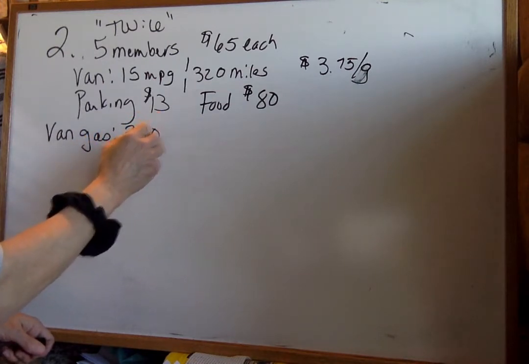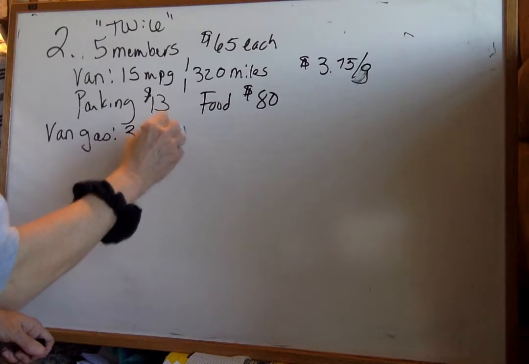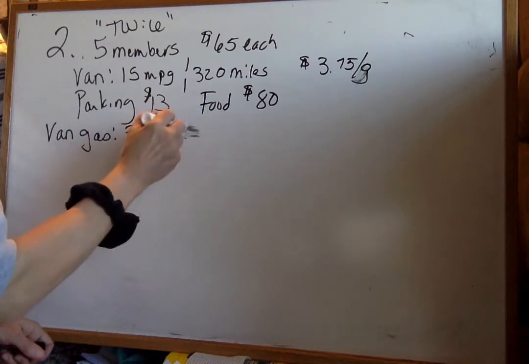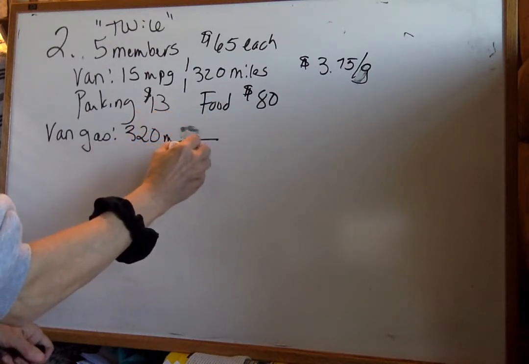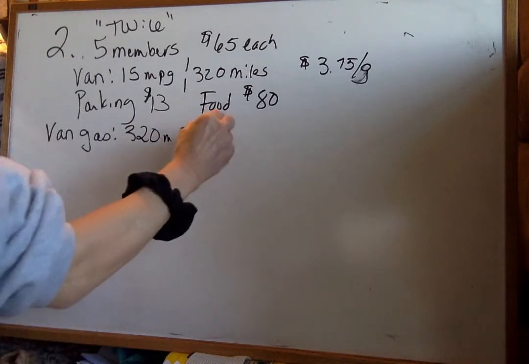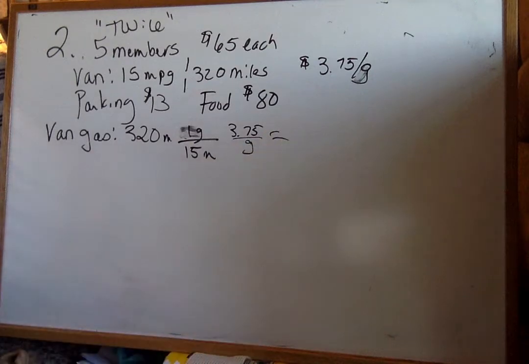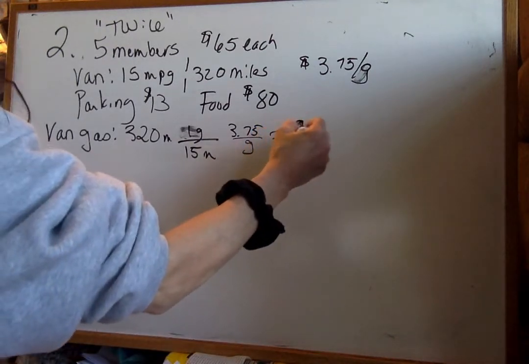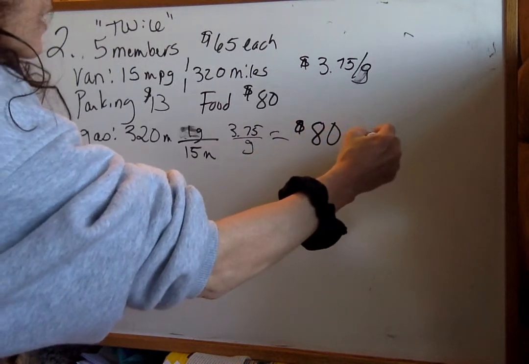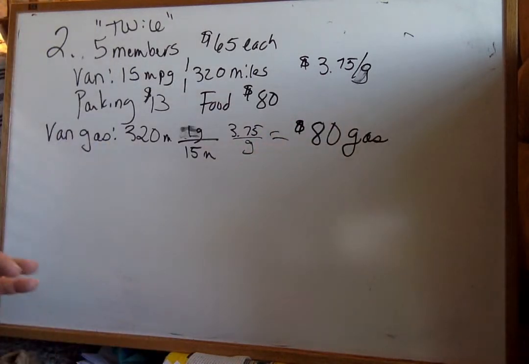My van gets 15 miles per 1 gallon, and the price was $3.75 per gallon. So what is it taking me? I'm cheating. Oh, yeah. $80 in gas just to drive my kids comfortably to Busch Gardens and drive back home.